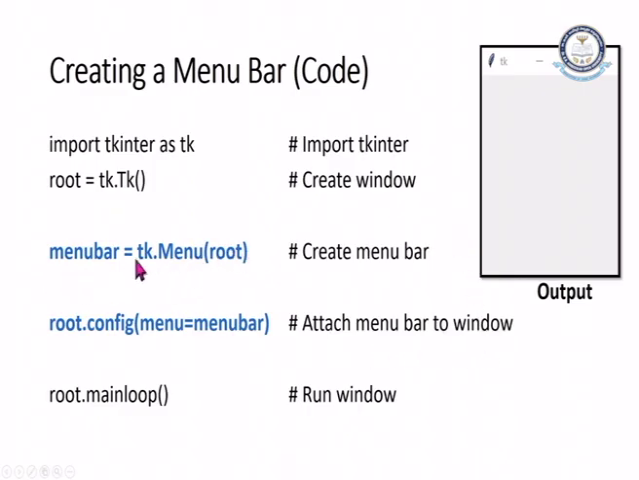What is the use of this statement? That statement is used to create a menu bar, not a menu. Menu bar is different, menu is different. The bar is created, but no menu is displayed. That created menu bar should be attached to the window, and for that we are writing this code. Menu bar creation, and the created menu bar will be attached to this root window.